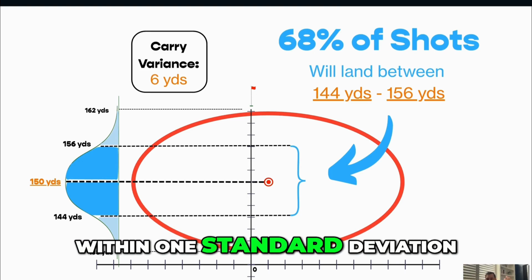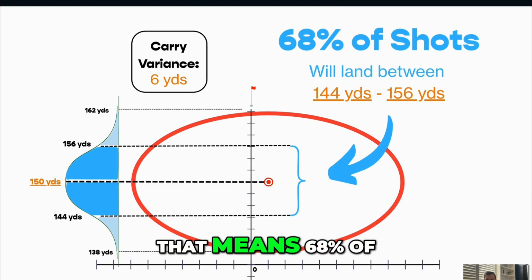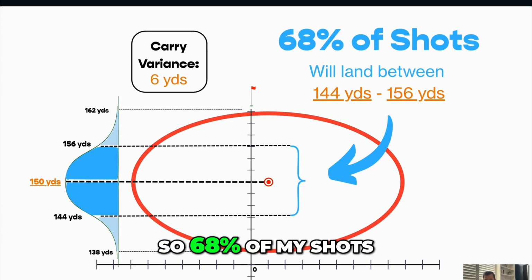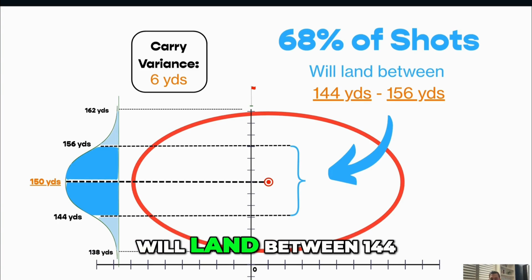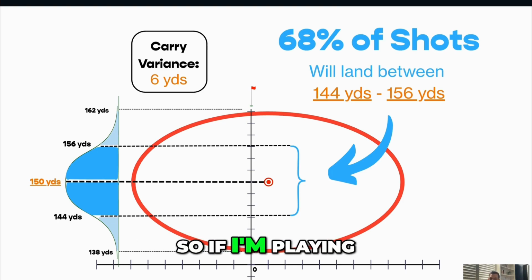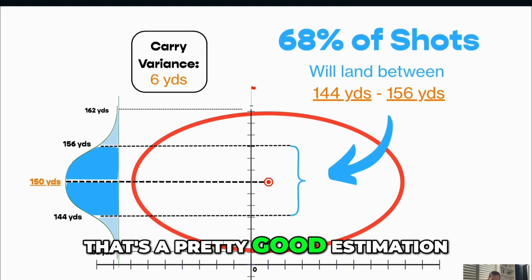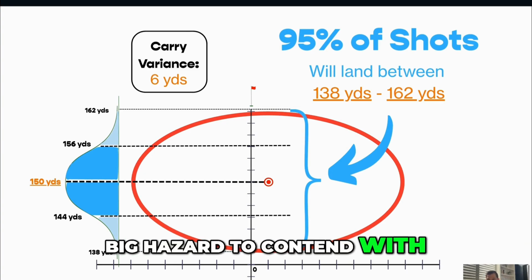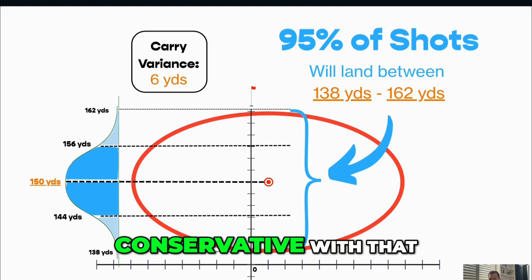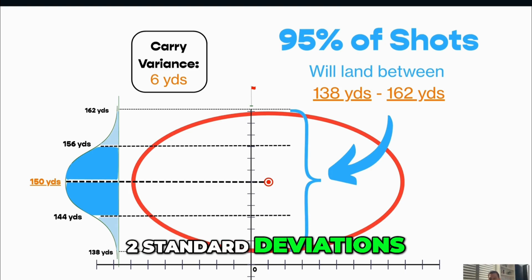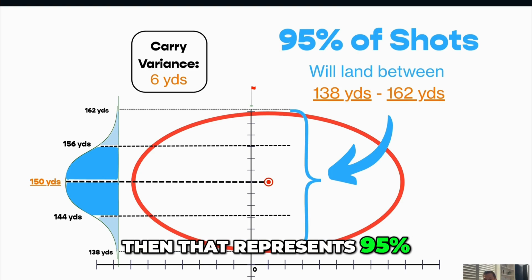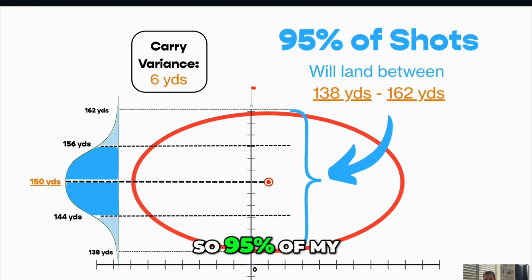But the nice thing is within one standard deviation, high and low, that means 68% of your shots will land somewhere within that range. So 68% of my shots, because I have a 6 yard variation, will land between 144 and 156. So if I'm playing pretty great, I can feel like that's a pretty good estimation. Now, if I have a big hazard to contend with, I want to maybe go a little bit more conservative with that. So if I go two standard deviations, so 12 yards on either end of my mean, then that represents 95% of my shot pattern. So 95% of my shots will land between 138 and 162.